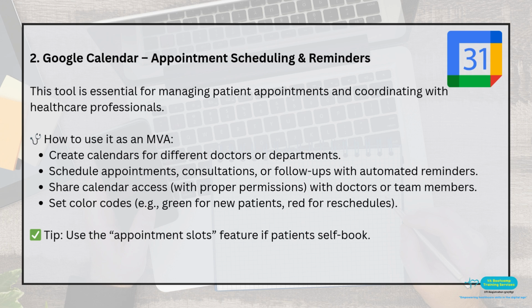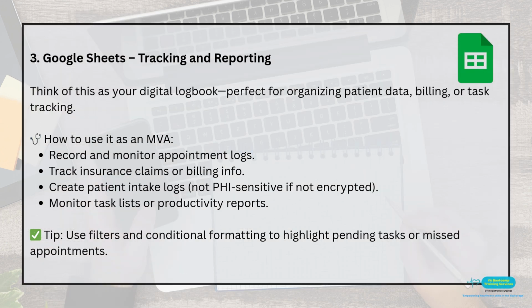Set color codes, for example, green for new patients, red for reschedules. Tip: use the appointment slots feature if patients self-book. 3. Google Sheets, tracking and reporting. Think of this as your digital logbook, perfect for organizing patient data, billing, or task tracking.